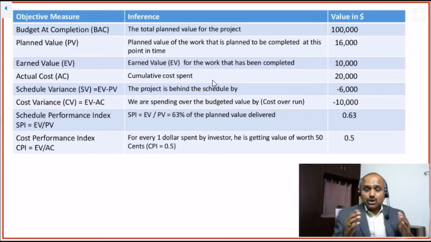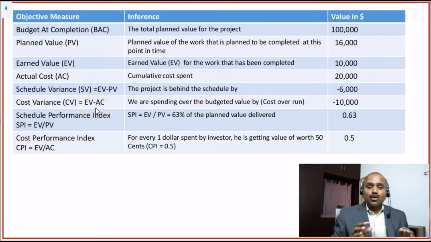Now, how much cost did we spend out of our pocket? It is 20,000. Out of the 2 sprints, if you add the first sprint actual cost and the second sprint actual cost, it gives you $20,000. Now, schedule variance says we are behind the schedule by $6,000 worth of work. Look at the beauty of this message. It says the project is behind the schedule by $6,000 worth of work.